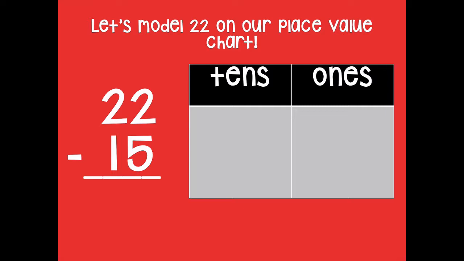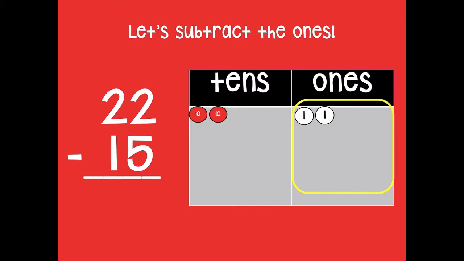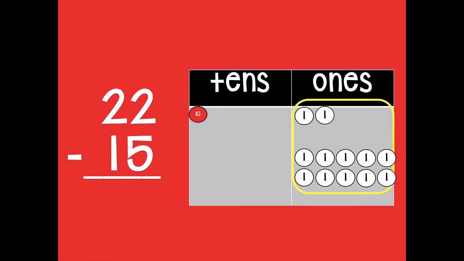All right, friends, pause if you need more time. Otherwise, I'm going to start with modeling 22 on my place value chart. So 2 10s and 2 1s. Now I know we're going to start with subtracting the 1s. So do I have enough 1s to be able to subtract 5? No, I sure don't. So I'm going to go, hello, Mr. 10. I'm going to decompose you and say bye-bye and make you into 10 1s. Now, do I have enough 1s to subtract 5? I sure do. So I'm going to take those 5 away.